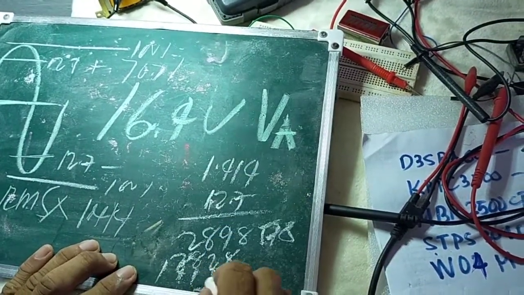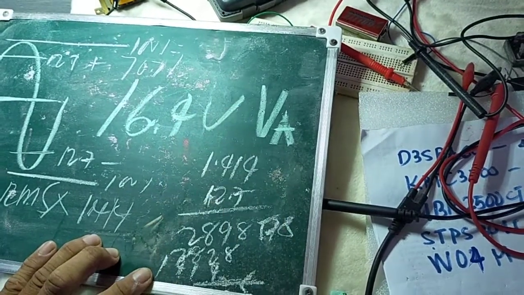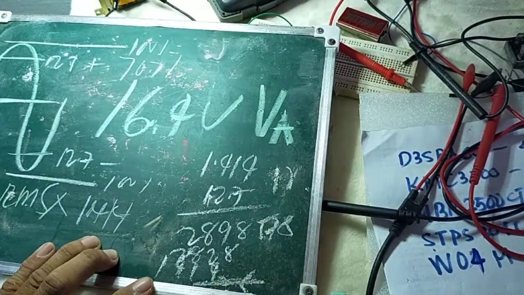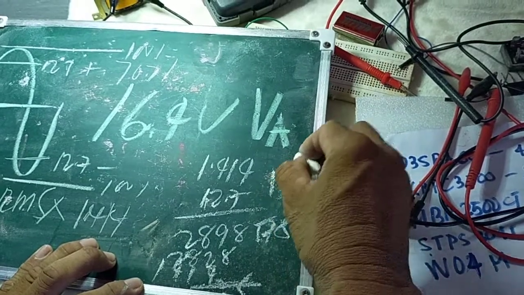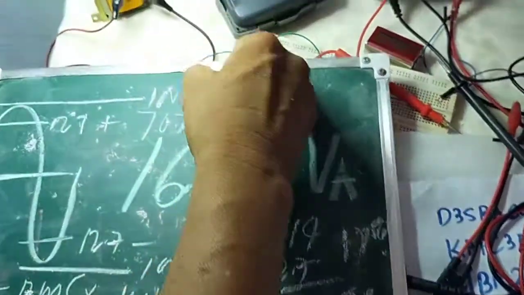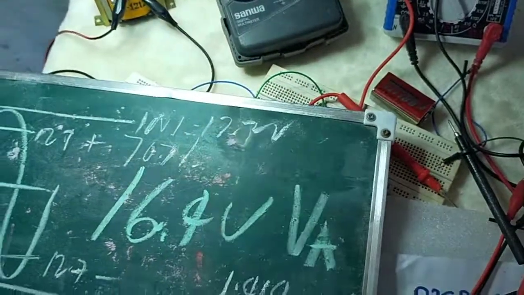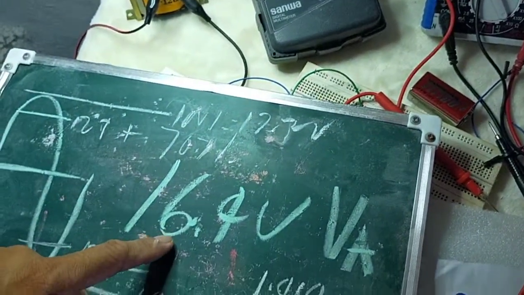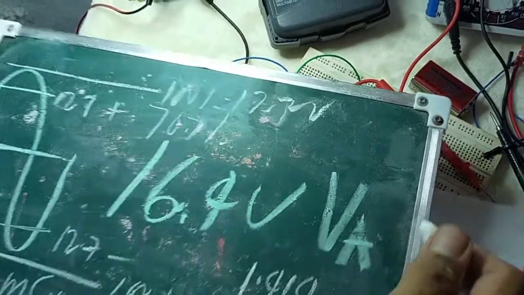This is 17 point something. 17.2, the peak value. This is 17.2 volts. How come it becomes 16.4?